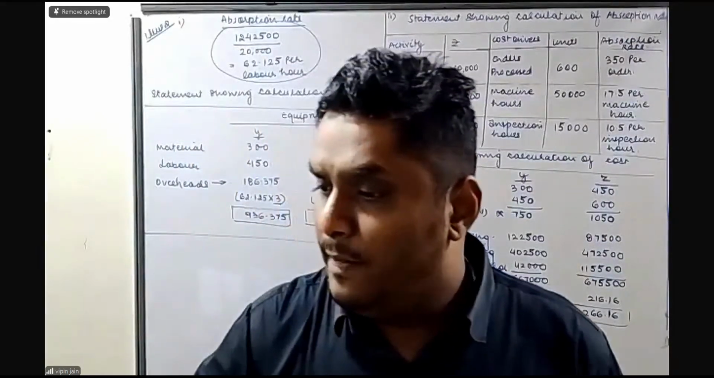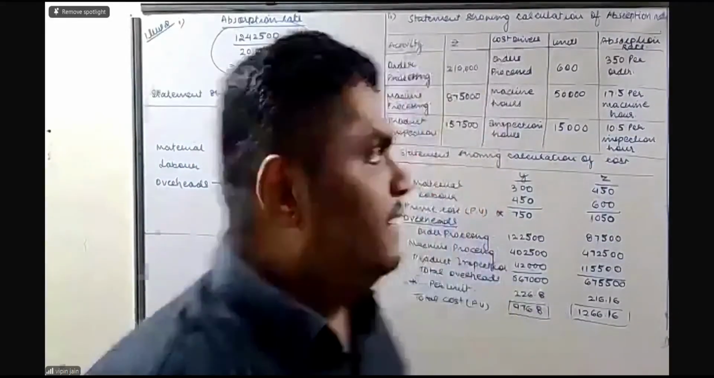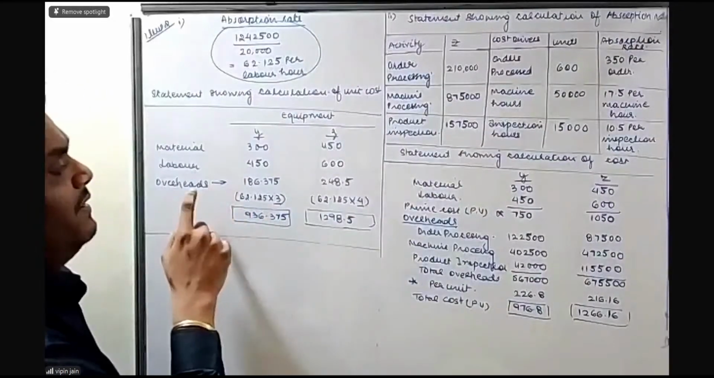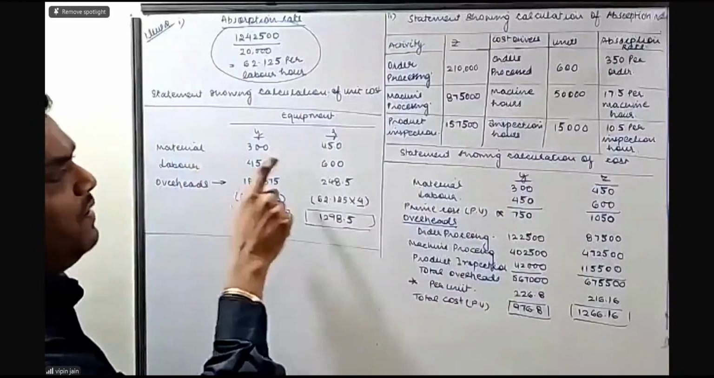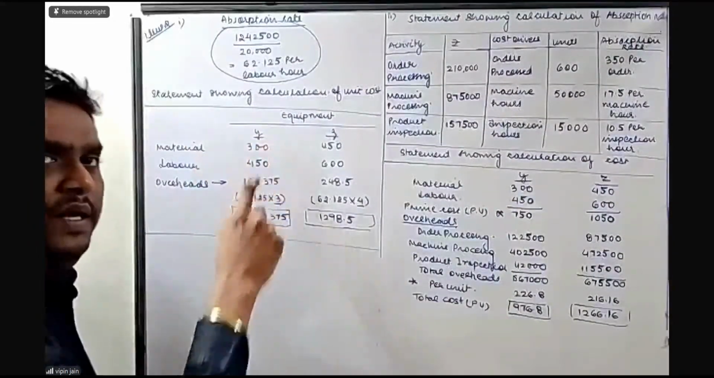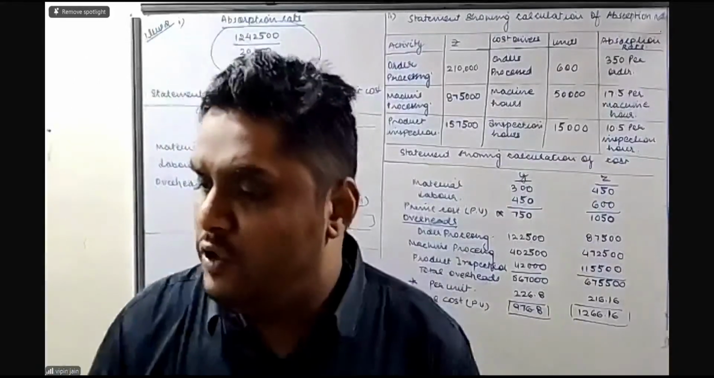Pallavi Jha, can you please elaborate? See, again, this is overhead per unit, this is labor cost per unit, and this is material cost per unit. Please check whether the question.